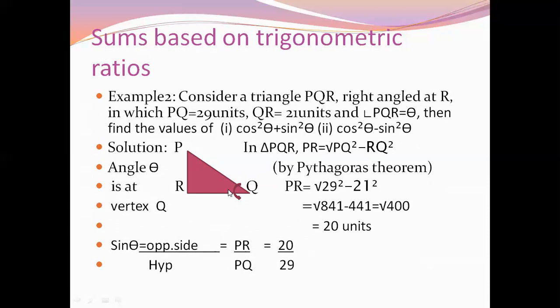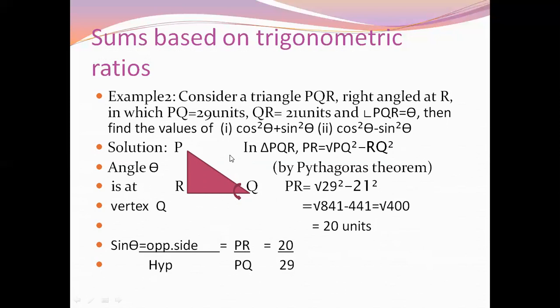I mentioned it here because I have not mentioned it in the figure. That's why I have written here. You need not write here. You simply mark theta at vertex Q. Now what we have to find out here: the values of cos square theta plus sin square theta, and the second one is cos square theta minus sin square theta.